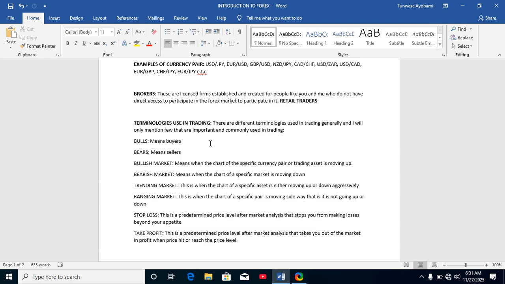Also in trading, if you want to speak the language of Forex traders, you must understand that there are terminologies that are used in trading, and you must get yourself acquainted with these terminologies. It is not necessarily that you use them, but so that when other traders are talking and using them, you can relate and understand what they are saying.